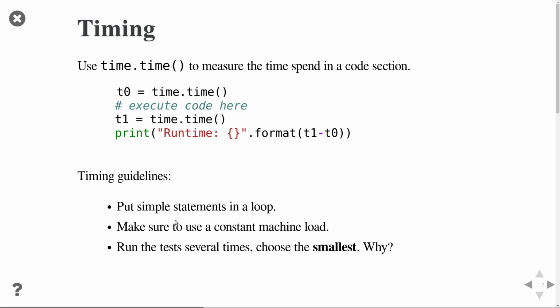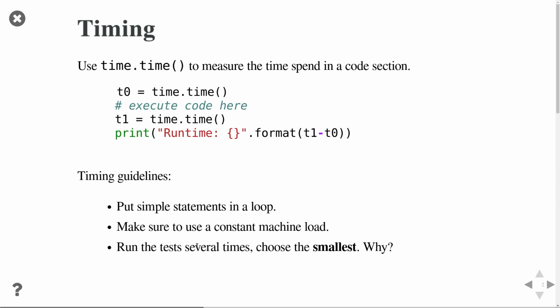Also make sure that you're not running other programs at the same time on your computer when you do timings, right? Because otherwise your CPU might be busy with other stuff. So make sure that you have, ideally, an idle machine when you do timings. And then run your timing test multiple times and choose the smallest value.